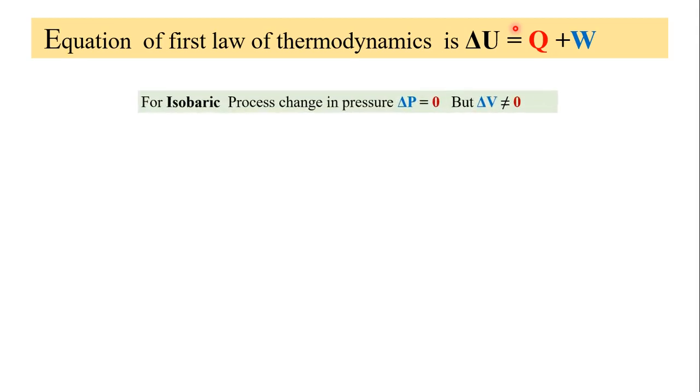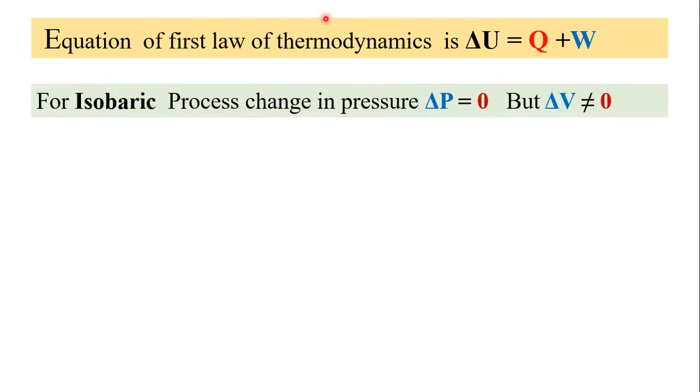Now in an isobaric process, as it is carried out at constant pressure, there is no change in the pressure. So delta P is equal to 0. But the volume change is not equal to 0. Pressure does not change, it remains constant, but volume changes. Volume is allowed to change.